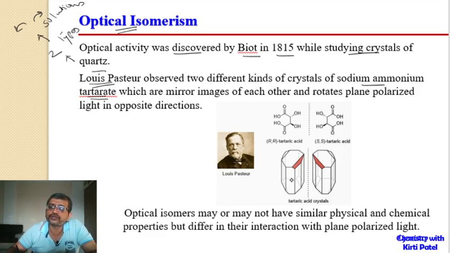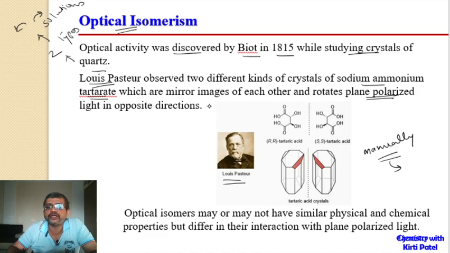These threo and erythro isomers crystallize in different forms. They are mirror images of each other, so their crystals are also mirror images of each other. Louis Pasteur separated these two types of crystals manually, dissolved them into different solutions, and then studied them with plane polarized light.